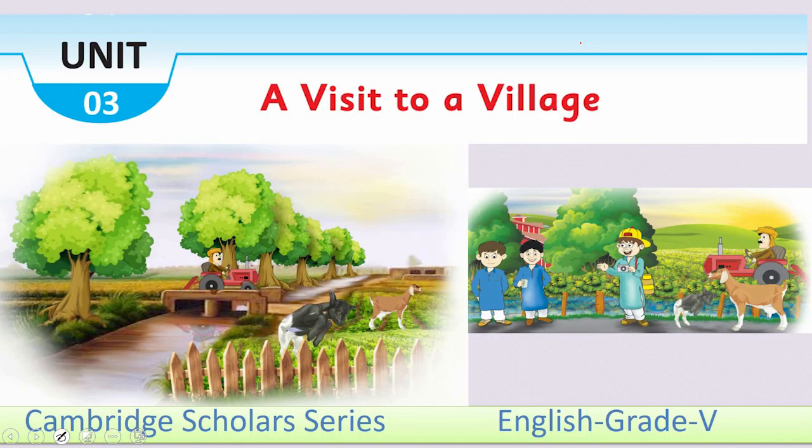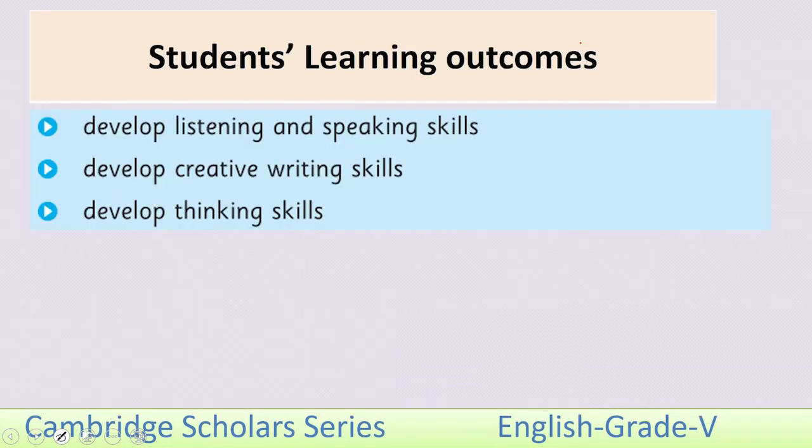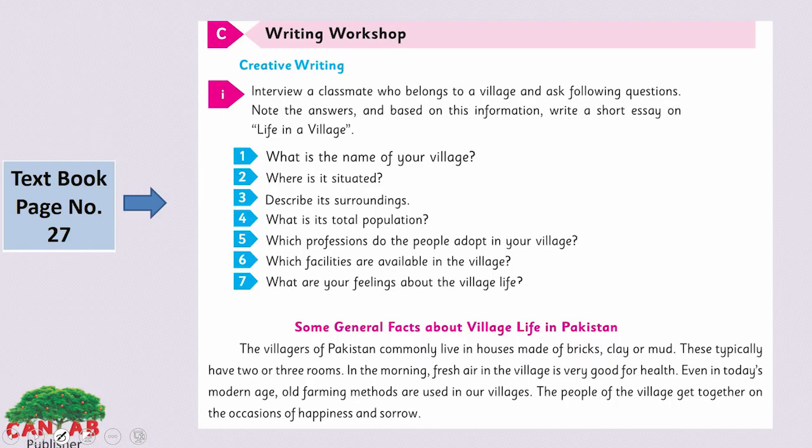We will start our lesson from unit number 3, a visit to a village. SLOs of this lesson are develop listening and speaking skills, develop creative writing skills, and develop thinking skills. Now look at the page number 27 of your textbook. We have a writing workshop here.